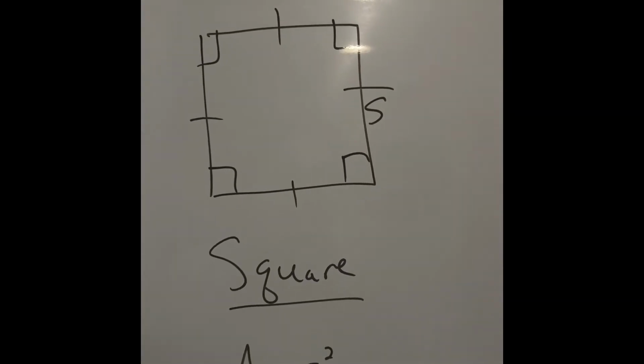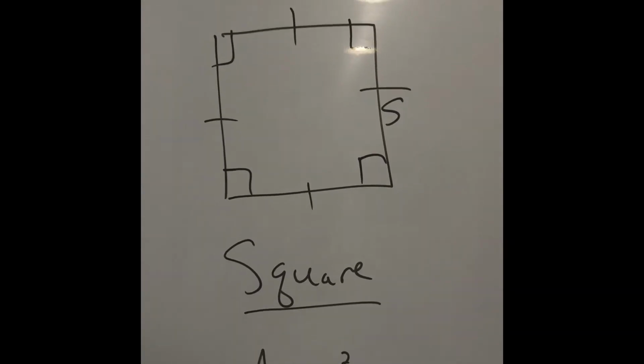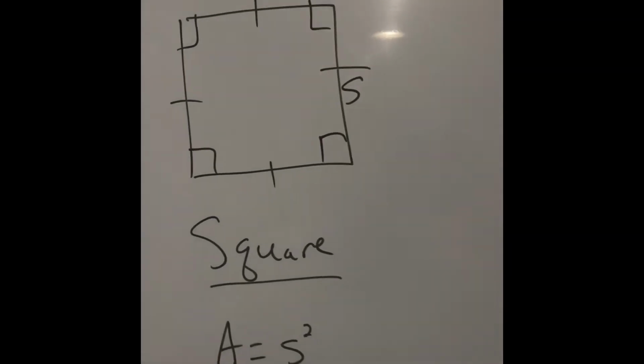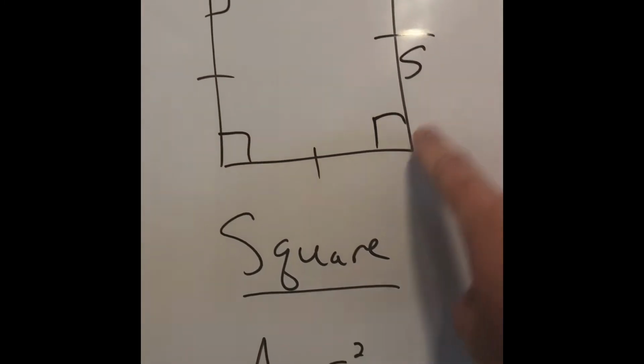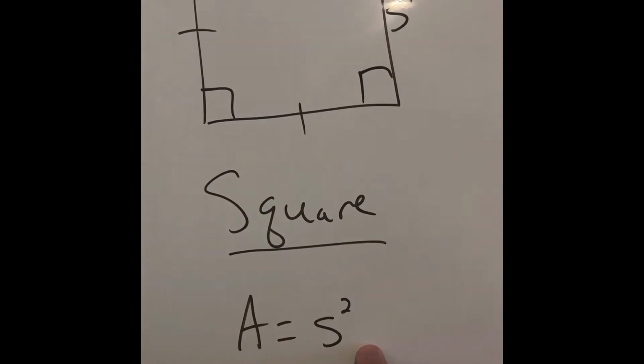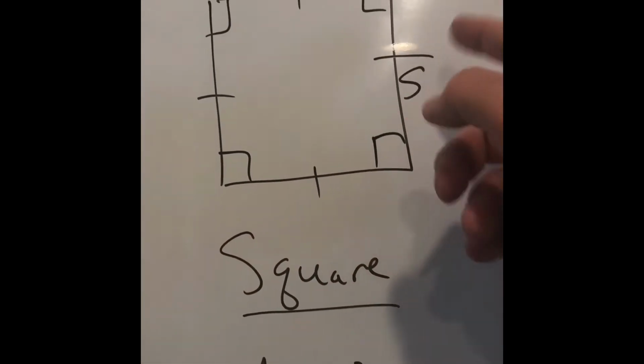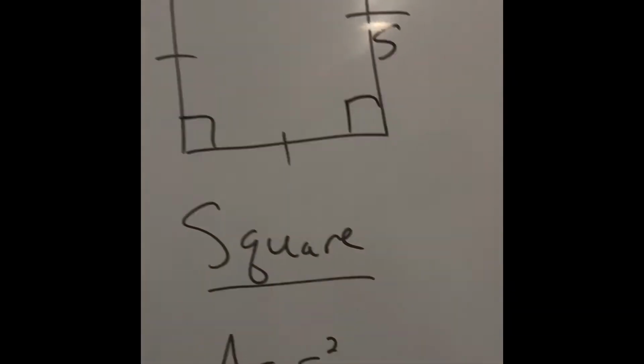So let's get back to geometry. We're going back to 5th grade today, boys and girls. Area of a square: all you have to do is take one of the sides and square it, and you get the area of a square. So if this were 4, you would just do 4 squared, 16. That would be your area.